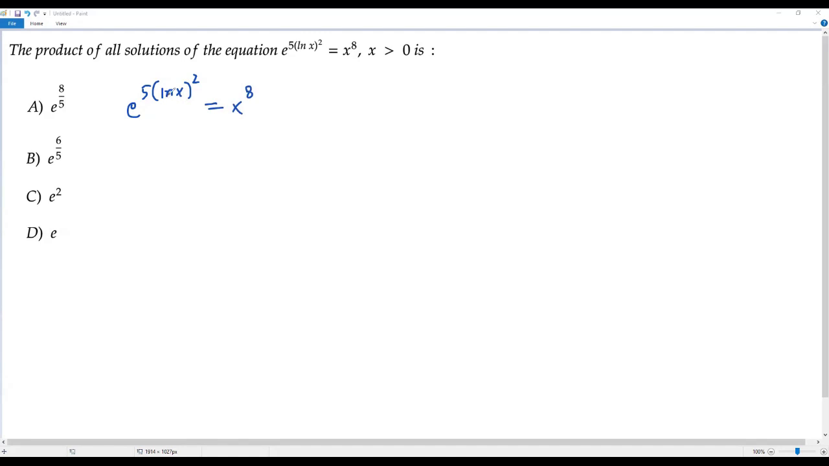ln means it's a natural logarithm, and the base of this natural logarithm is always e. So whenever we have the spelling ln, we have to understand this is a natural logarithm and its base is e. Usually the base will not be mentioned when we have the spelling ln.